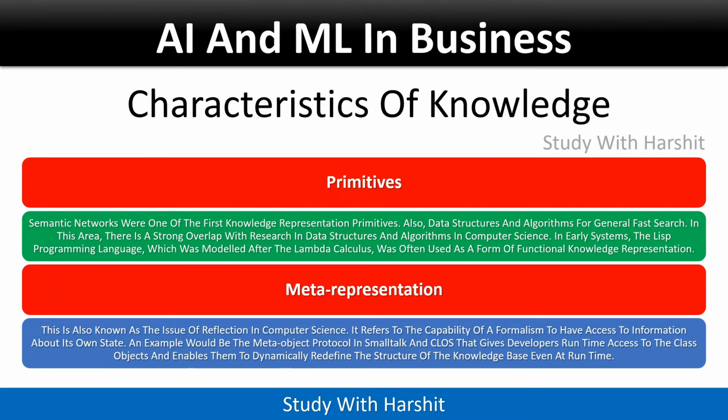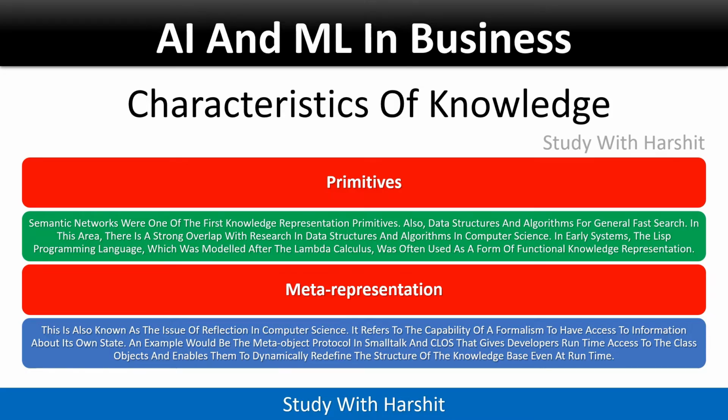Characteristics of knowledge. Primitives. Semantic networks were one of the first knowledge representation primitives, along with data structures and algorithms for general fast search. In this area, there is a strong overlap with research in data structures and algorithms in computer science. In earlier systems, the Lisp programming language, which was modeled after the lambda calculus, was often used as a form of functional knowledge representation. Meta representation.